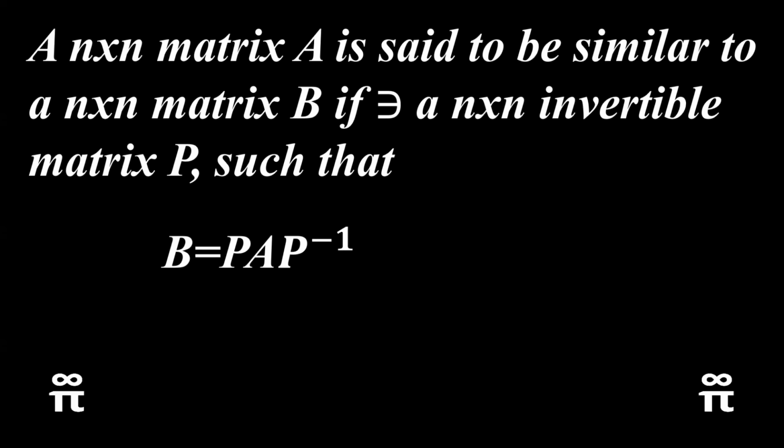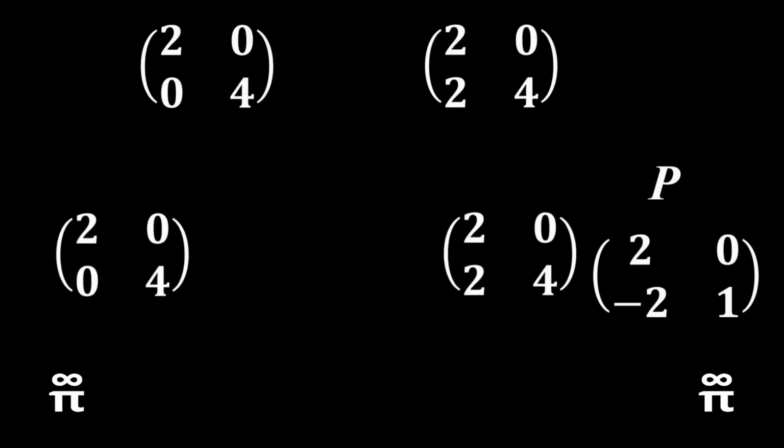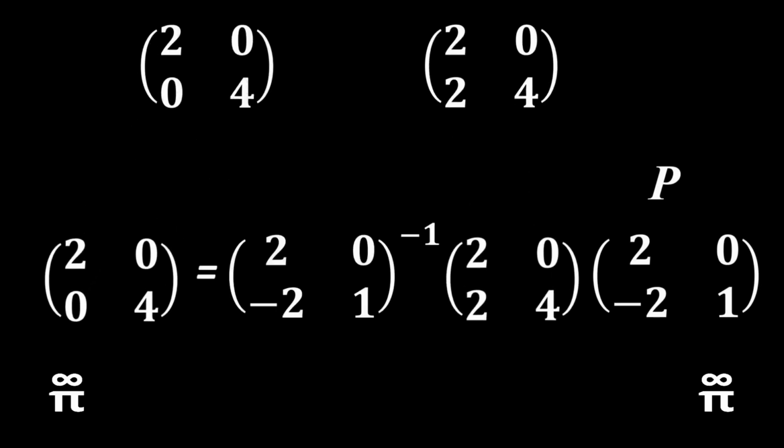You should think about the matrix A as a linear transformation and about the matrix P and its inverse as a change of basis. With that being said, this means if A is similar to B, then we can get the matrix B when we express the matrix A in another basis. Consider this example now. These two matrices are similar since an invertible matrix P can be found such that this is satisfied.